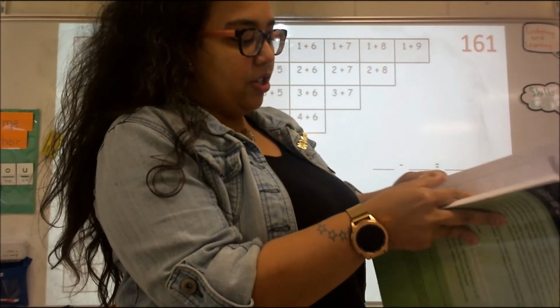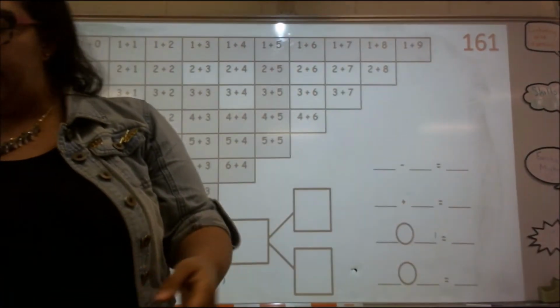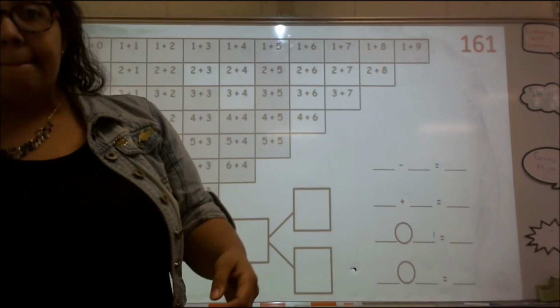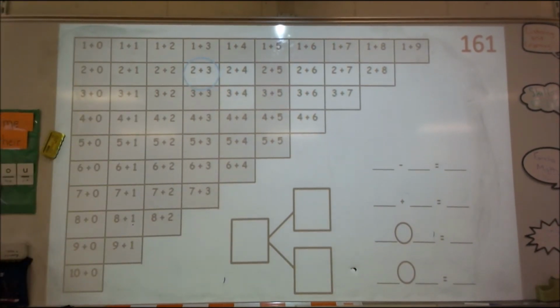161. The digits are 1, 6, and 1. See? It tells you to pick, but I'm going to pick for you. So 161 in your Succeed book. We are going to do 2 plus 3. That is what we have been given.